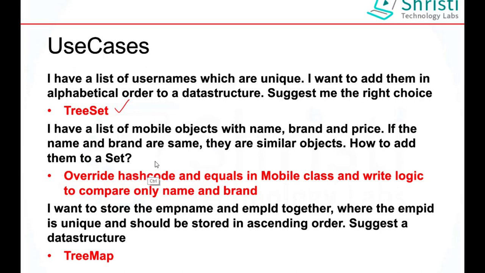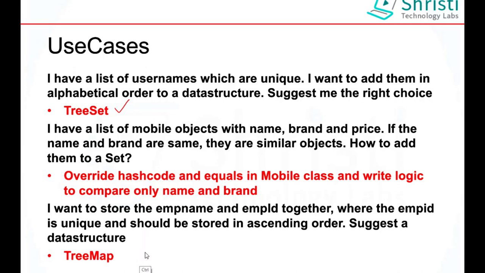I have a list of mobile objects with name, brand and price. If the name and brand are same, they are similar objects. How to add them to a set? You all know that set does not accept duplicates. To identify whether the mobile object is the same or not, we need to check for name and brand. So for that purpose, you have to override hashCode and equals in the Mobile class and check for the properties name and brand. If they are same, it means they are similar objects. Based on that, the duplicates will be avoided while you are adding mobile objects to a set.